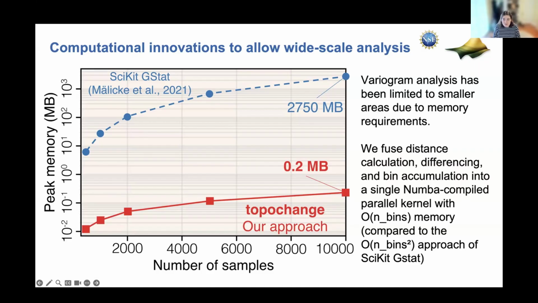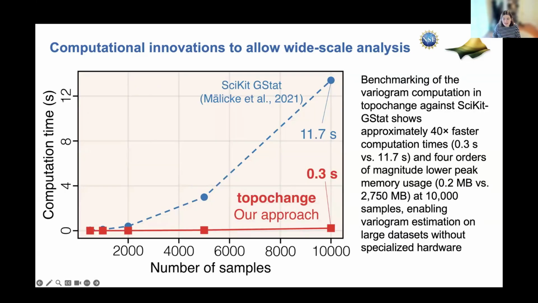And third, we use Numba just-in-time compilation and OpenMP parallelization to compile the Python code to machine code and distribute the work across CPU cores. So the result is a variogram computation tool that takes a fraction of a second instead of 10 plus seconds, or minutes once you start adding more points, which makes it feasible to embed in a web tool and also feasible to do analyses over much larger areas.